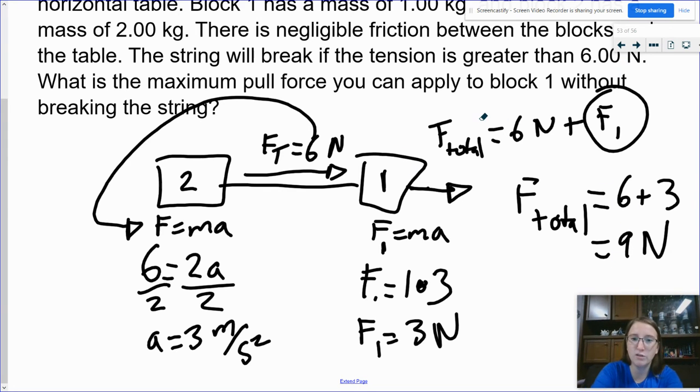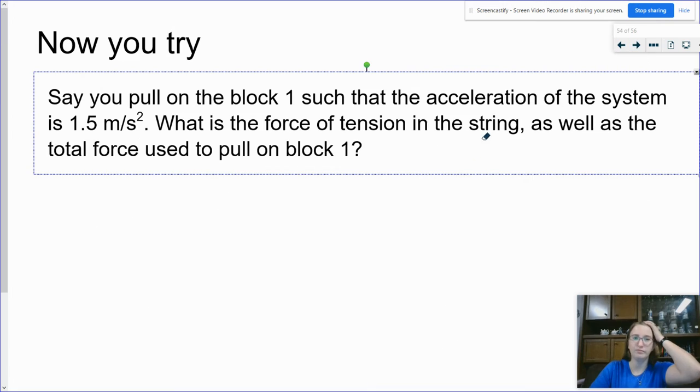So this little formula right here is going to be key for the next question. Your total force is going to equal the 2 forces individually of the blocks added together. 6 newtons here, 3 newtons here is what we found. Keep this in mind. Total force, force of block 1 plus force of block 2. So try this one now.